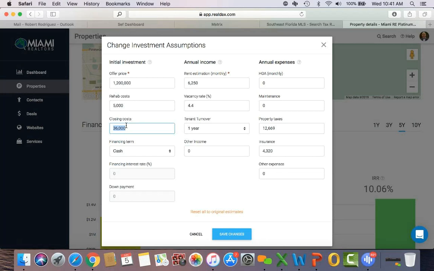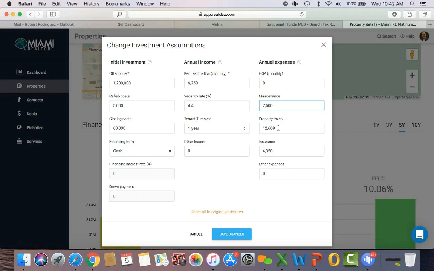So let's say $1.2 million times 5% is $60,000 for your closing costs. Now, there are no HOA fees. However, maintenance, normally what I like to do is get 10% of your yearly income, and it's about $7,500. And that is 10% of $75,000, which is your yearly income.